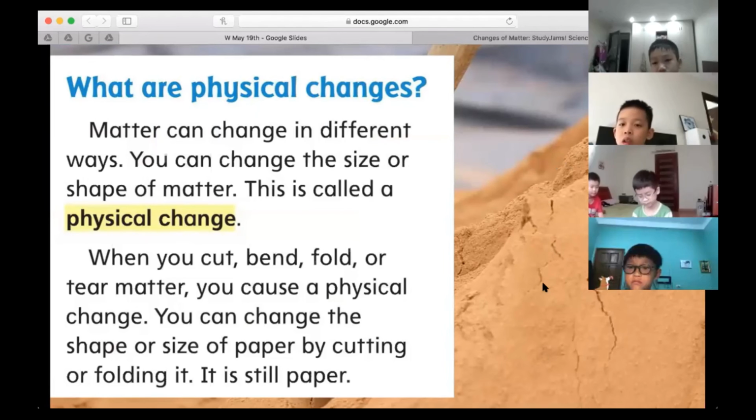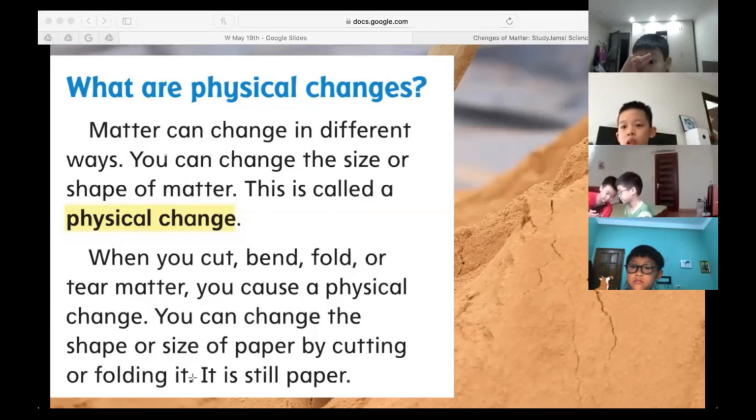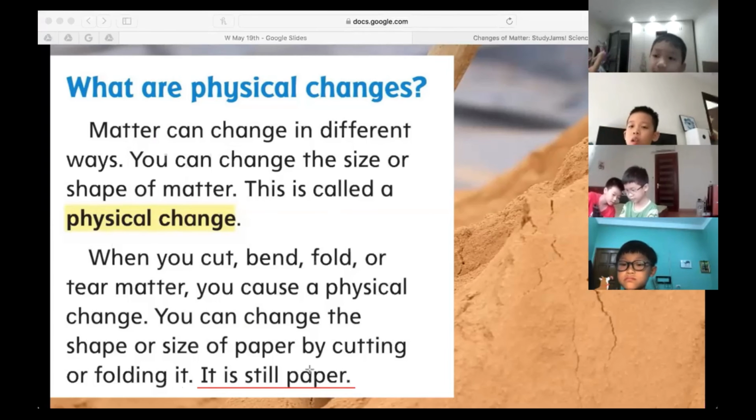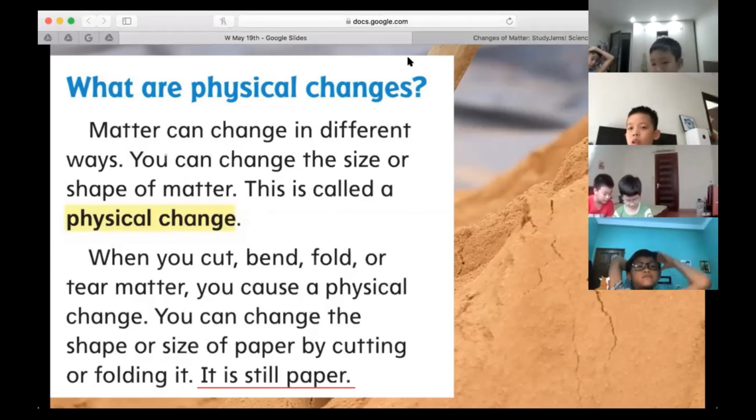When you cut, bend, fold, or tear matter, you can cause a physical change. You can change the shape of paper by cutting or folding it. It is still paper. Excellent. This is the important line here. Everybody, it is still paper. You cut it, you fold it, you rip it, you bend it. It's still paper. So those are physical changes.